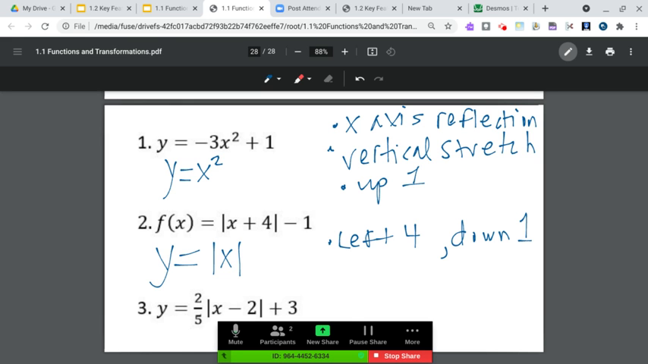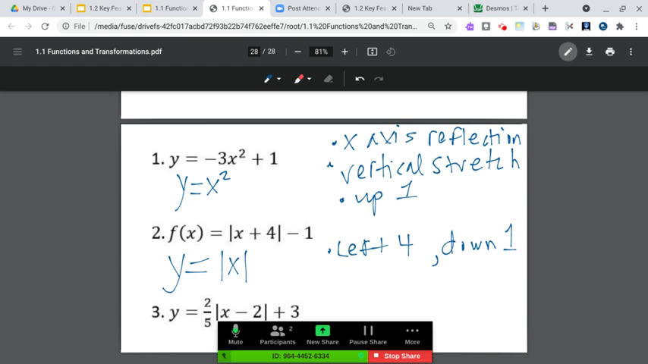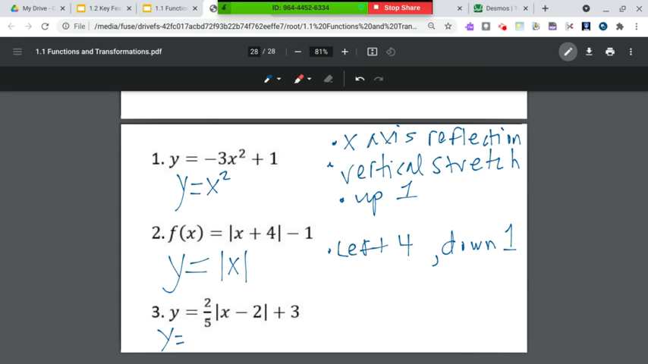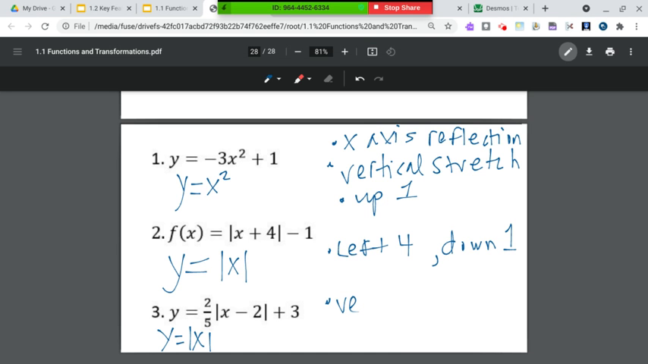And lastly, number 3 here, your parent function. Oh, I was trying to scroll down. I realized I can't scroll down anymore. Your parent function is your absolute value, again y equals the absolute value of x. What are the transformations that have occurred here? Perfect. Vertical compression. So the graph's going to get wider. You got it. Perfect.